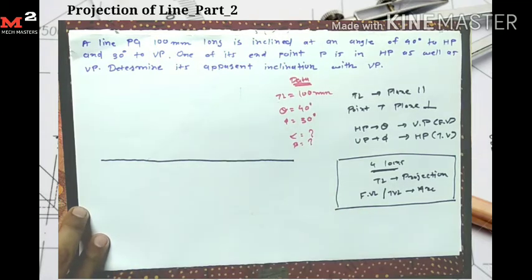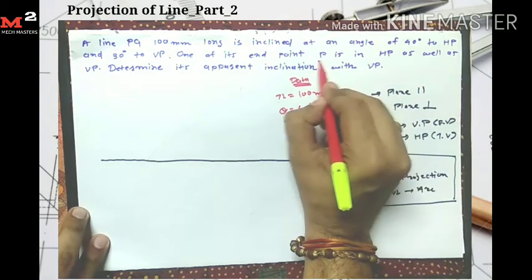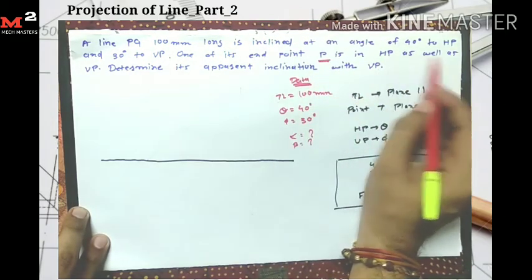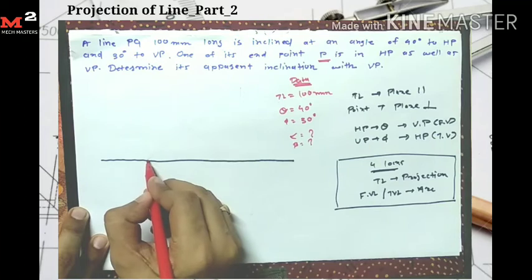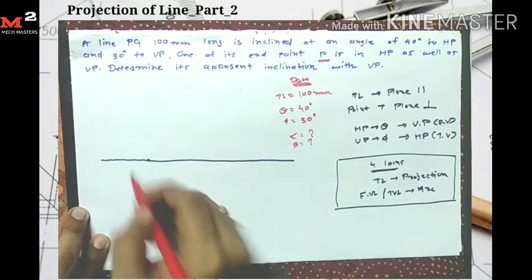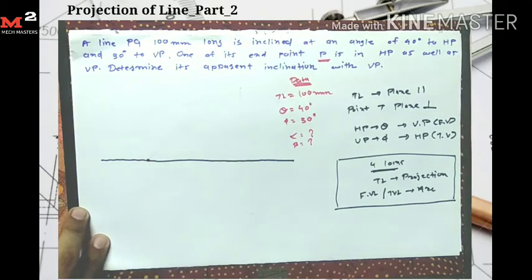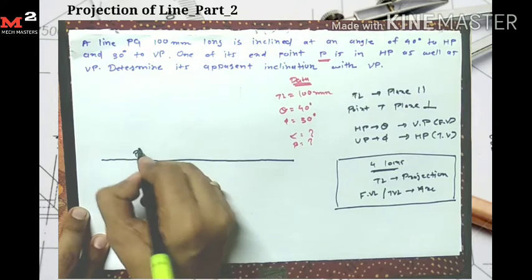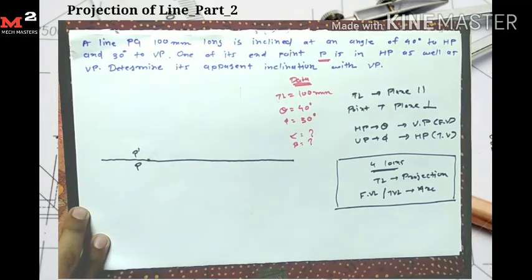Okay, now the condition for the point P. The condition for the point P is that the point is in HP as well as VP. So I mark the point here and give the name P dash and P. Because it's in HP as well as VP, its front view and top view are at the same point on the reference line.